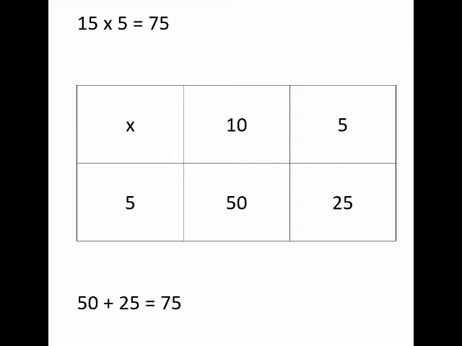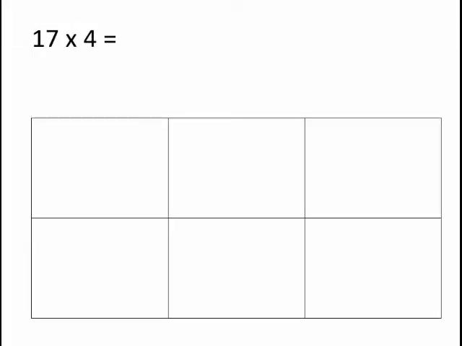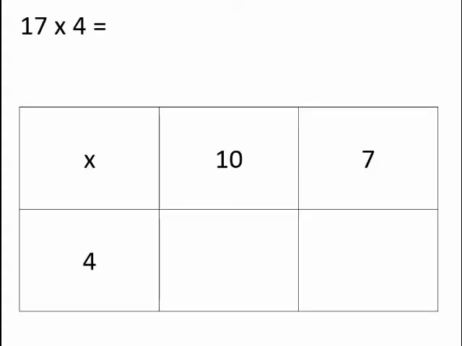Right, we'll do another example together. Draw the grid and write the sum 17 times 4. See if you can partition the numbers correctly in your grid. Pause the video while you do this. You should have partitioned the numbers like this in your grid. Now pause the video while you complete the multiplication sums.